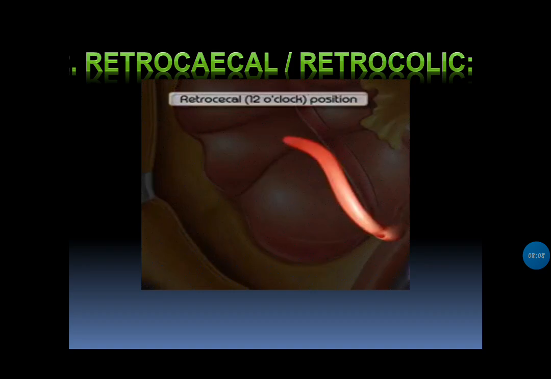It is the commonest type, which is seen in approximately 60% of the cases, and the appendix may pass behind the cecum and ascending colon. So hence it is also called retrocecal or retrocolic position.